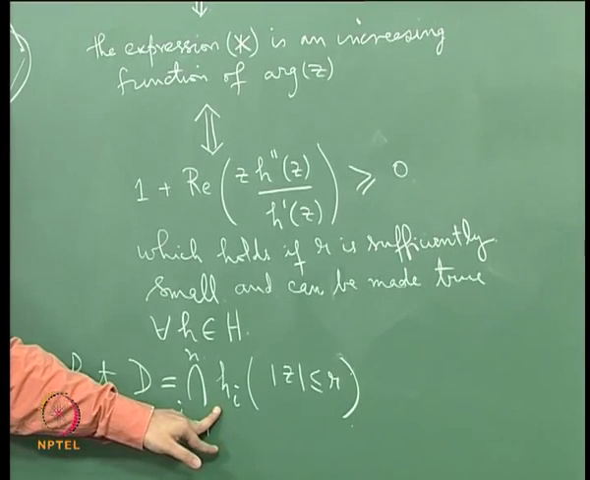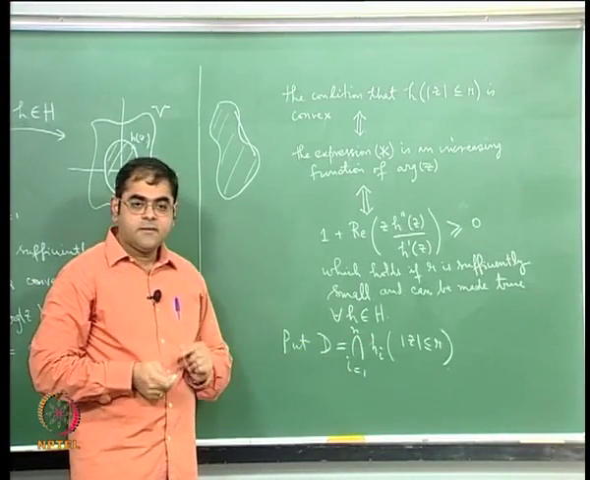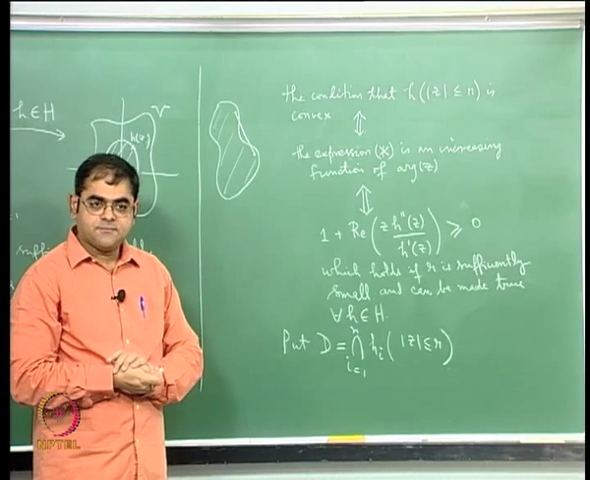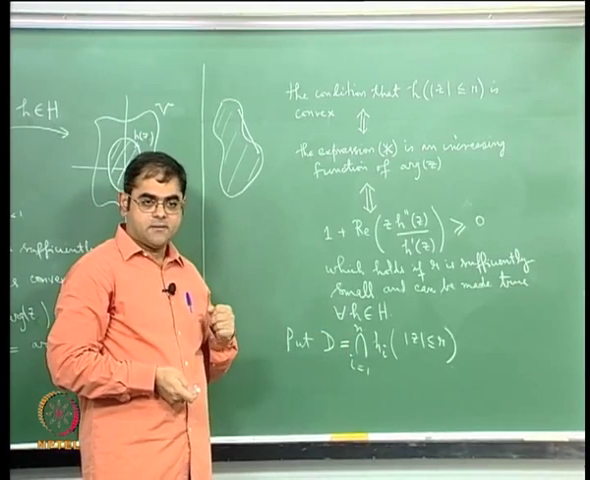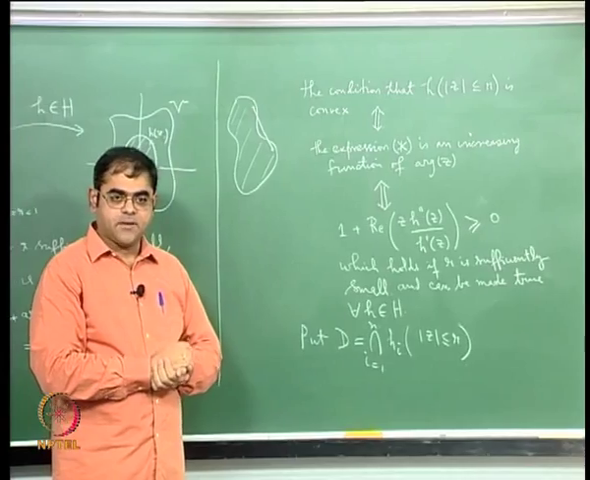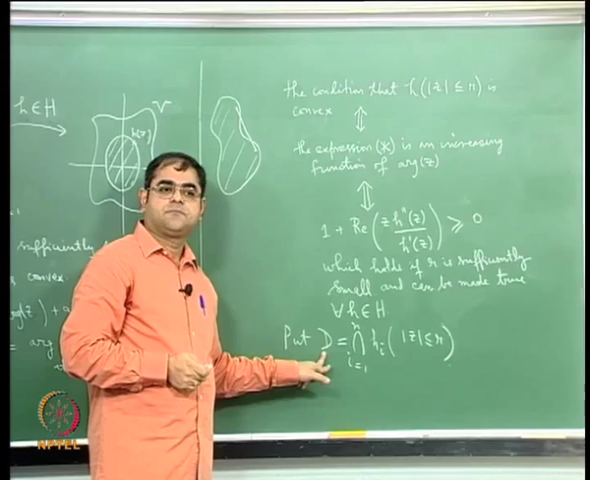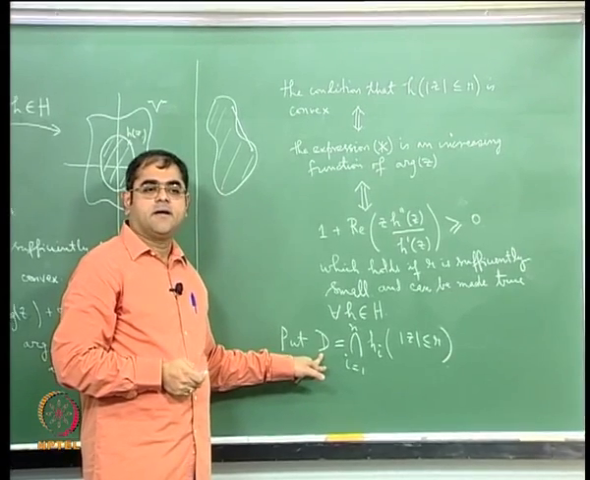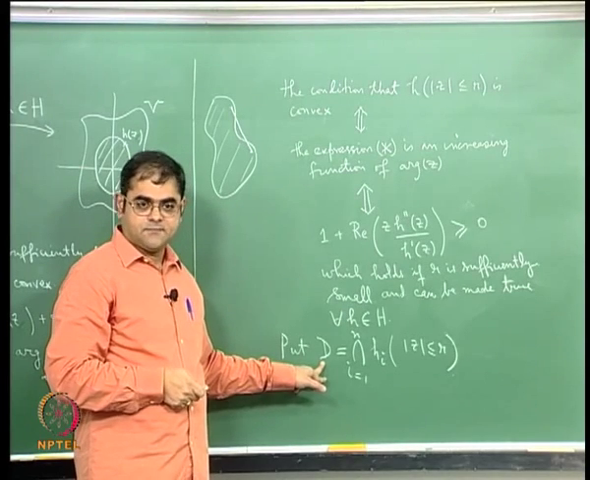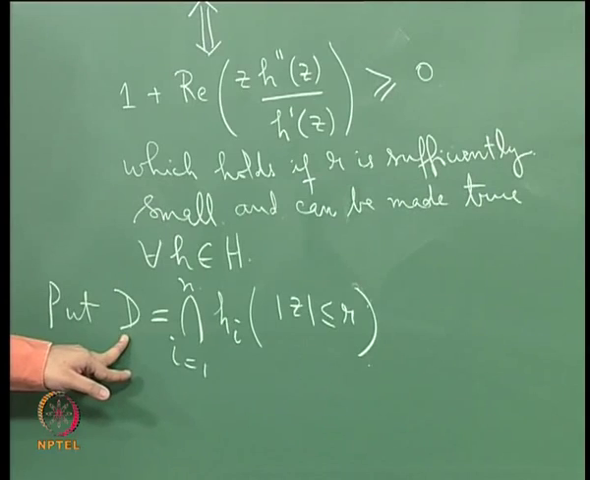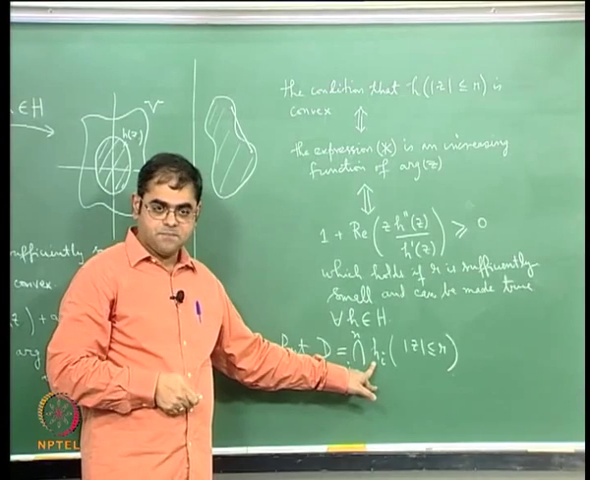What you will get is an open convex neighborhood of the origin, and this will be invariant under the group H, because I have simply taken images by all the group elements and I am taking the intersection. So then what will happen is D will be a simply connected neighborhood of the origin which is invariant under H. It will be simply connected because it is an open set and it is convex. This is the intersection of finitely many convex sets which contain the origin, alright.